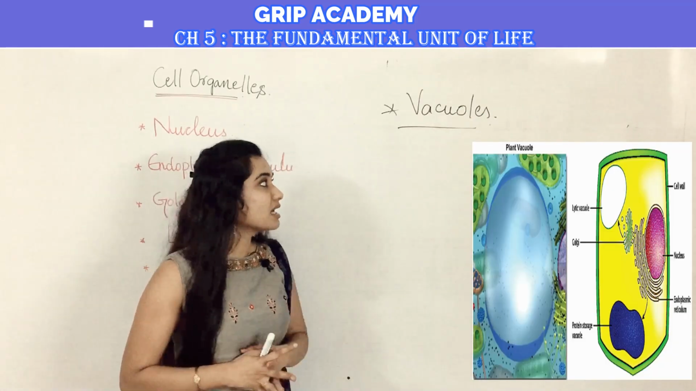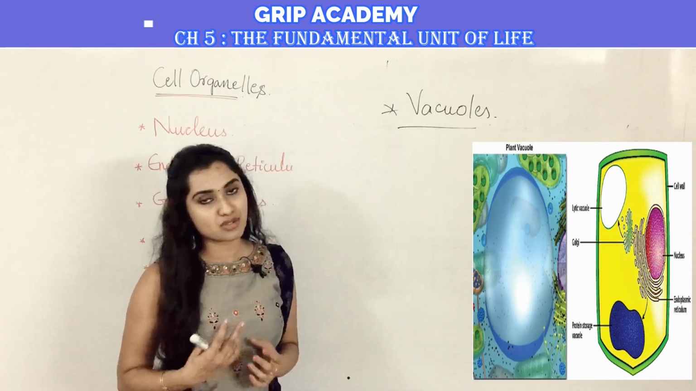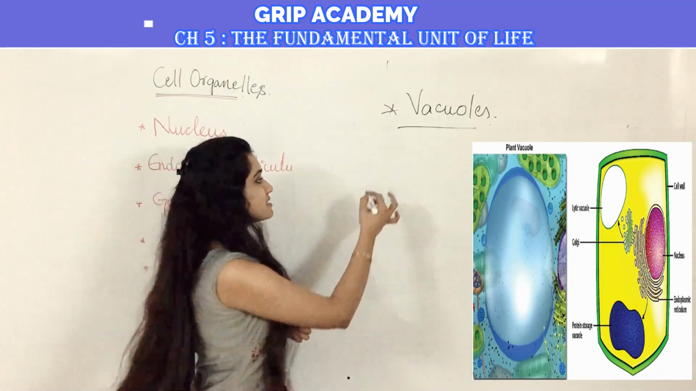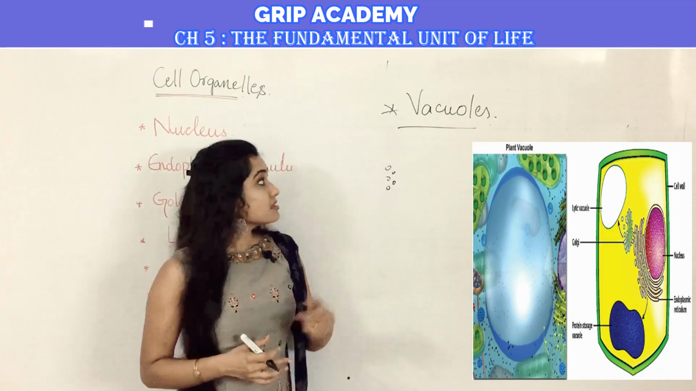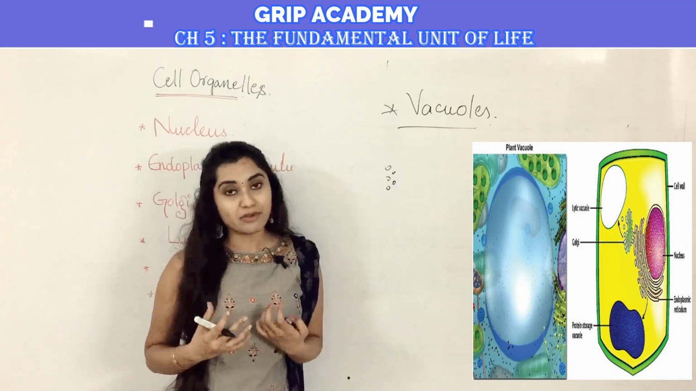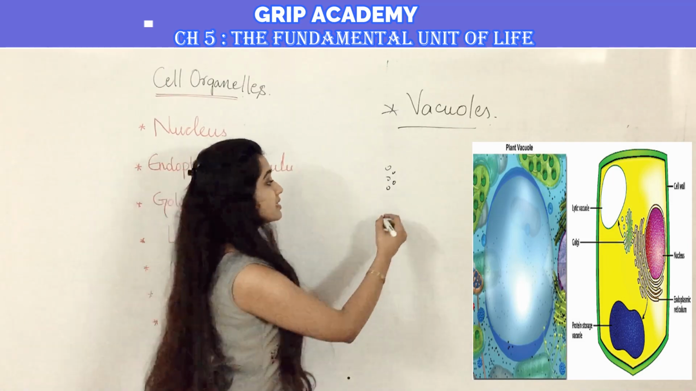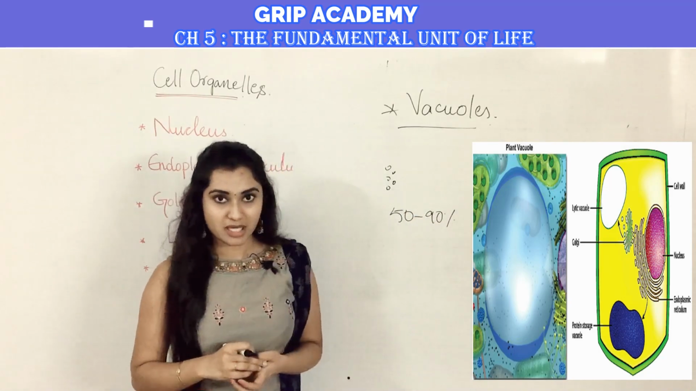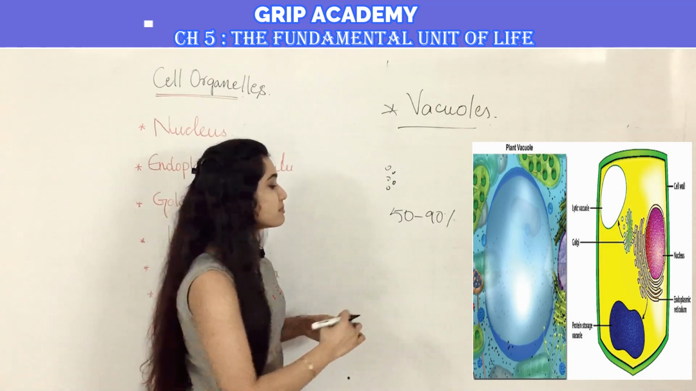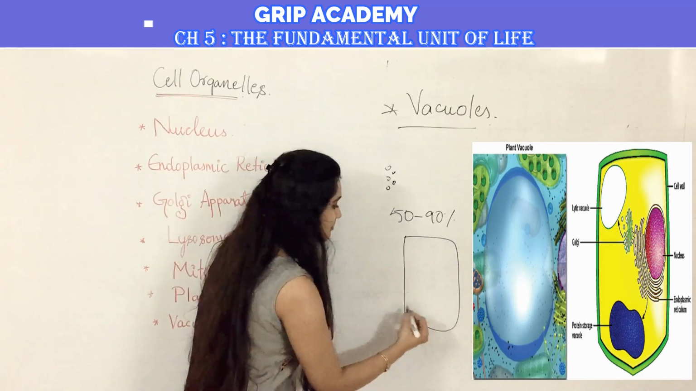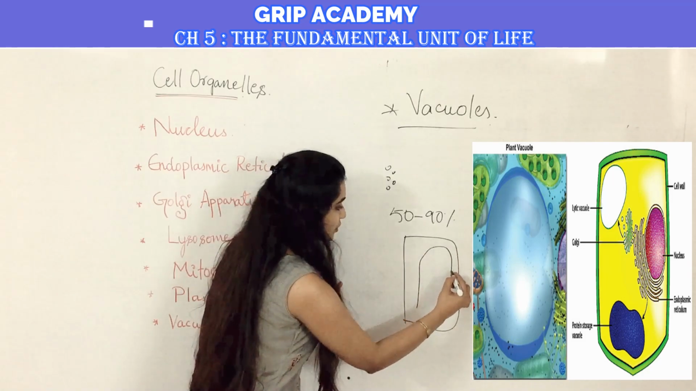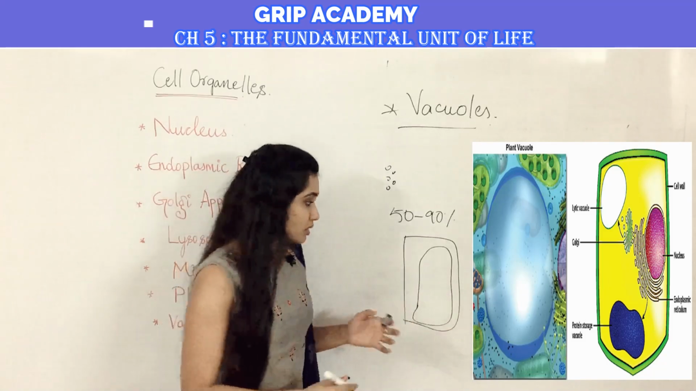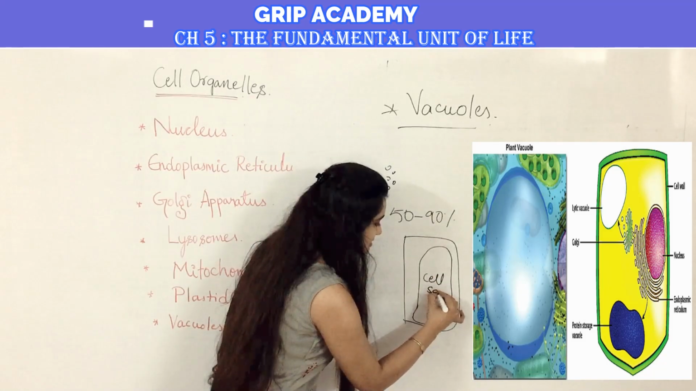Vacuoles are the storage sacs which mainly contain solid or liquid items in them, and vacuoles are very small in animal cells like this, but in plants the vacuoles will be of very large size. Sometimes they can occupy almost 50 to 90% of the cell space. So consider this is a cell with a central vacuole which has occupied almost 90% of the cell space, and this vacuole is made up of cell sap.